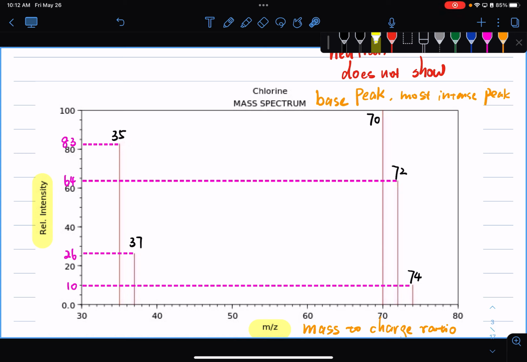Now that's what the y-axis and the x-axis mean. And now let's look at each of these peaks and see what kind of chemical information we can get by looking at the mass spectrum. I already highlighted the numbers on each of these peaks. You can read the x-axis and you'll see that's where those numbers are.